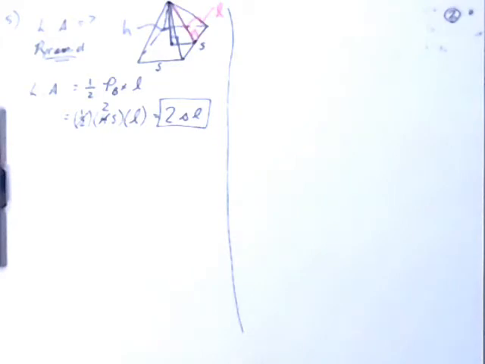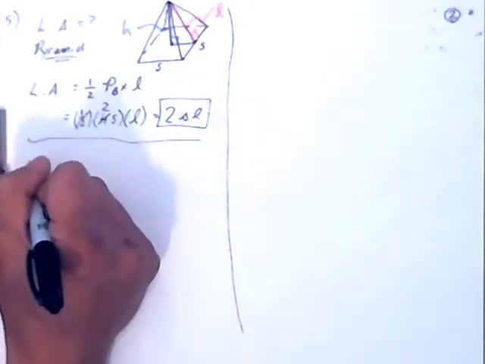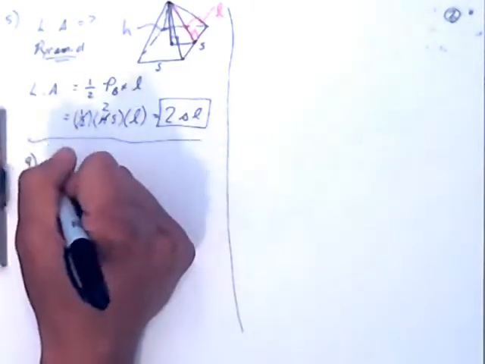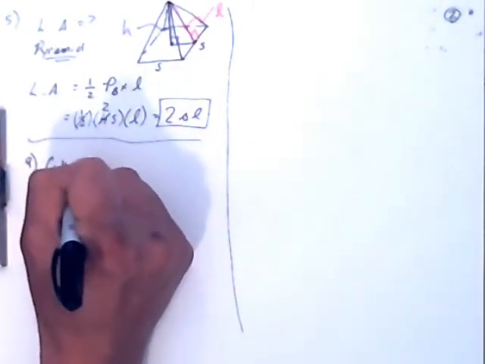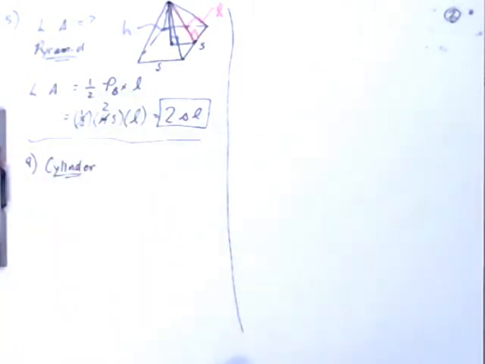I'm going to skip 6, 7, 8. Let's go to the next problem. It says a cylinder with radius and a height has lateral area. So we're looking at a cylinder. That's the keyword.